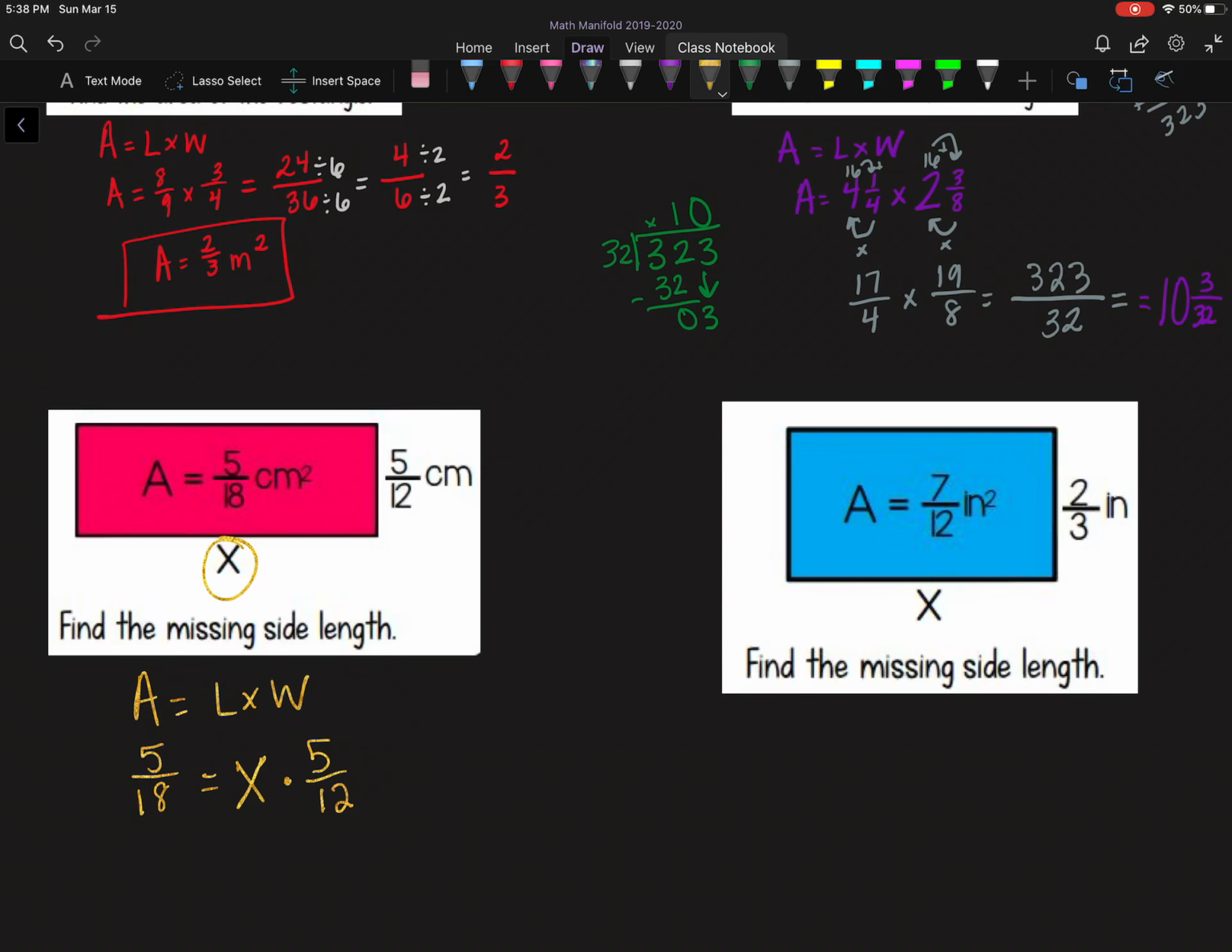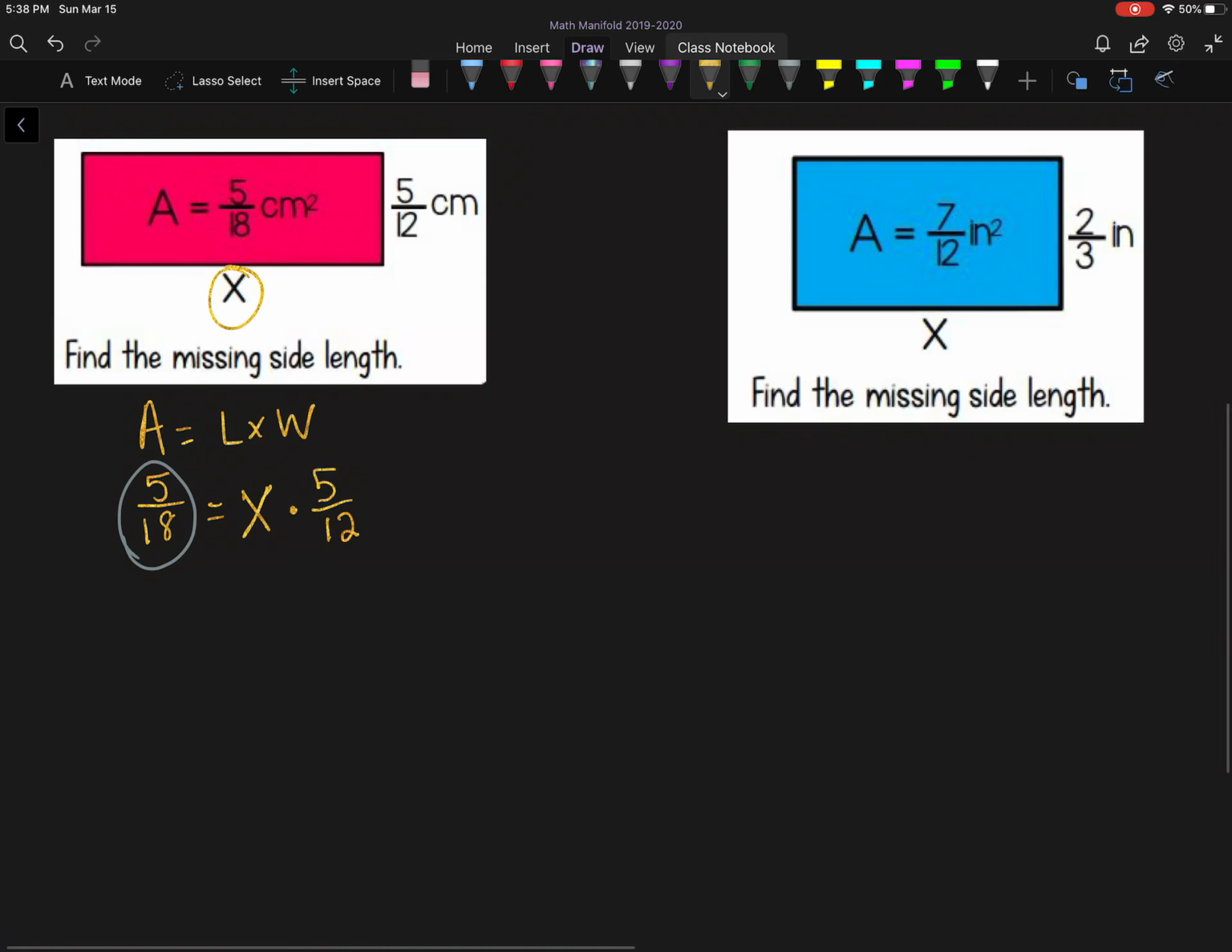So because of this, we have to work backwards. And in this case, you always want to make sure that you are taking, I'm going to circle it because my highlighter won't work right now, the area itself, that is going to go first. So we've got 5/18 divided by my side length given, which is 5/12. And then we're going to use this to figure out what x is and what's missing.